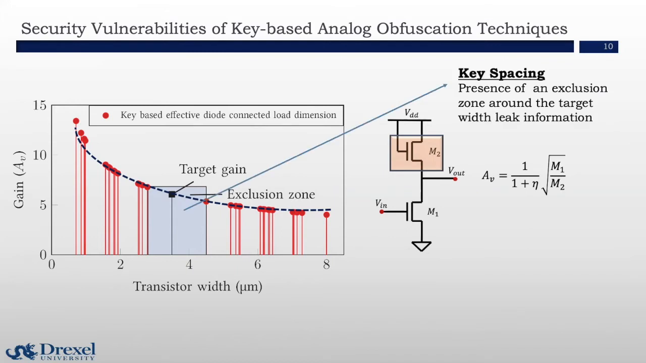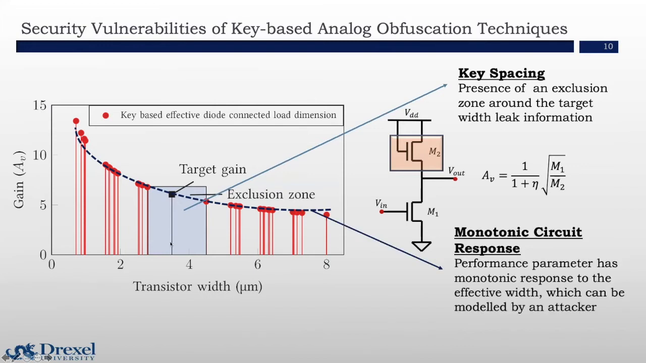One is the key spacing. This is the presence of an exclusion zone around the target key. This is in place to ensure that an incorrect key produces a significant degradation in circuit performance compared to the target key.